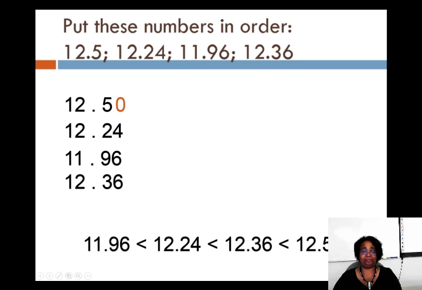So that's what you want to do so that visually you can tell quickly which numbers need to go in order. So I know that 1196 is less than 1224, which is less than 1236, which is less than 1250, right? It's easy to do.